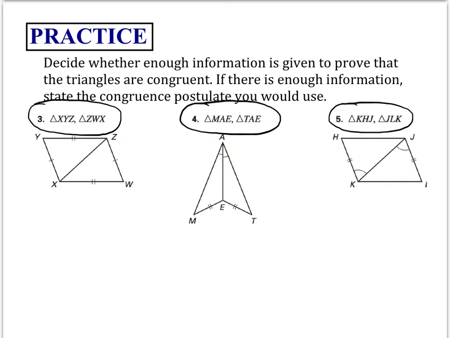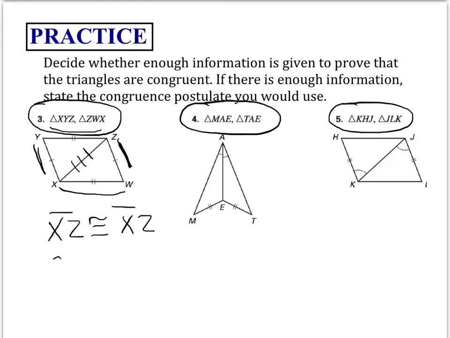Okay, so let's quickly go through these. For number 3, you have 2 sides, so you know this side is congruent to this side, and then you know YZ is congruent to XW. Once again, if we were to break these up, we would see that XZ is congruent to itself. So this would be the side congruence postulate.